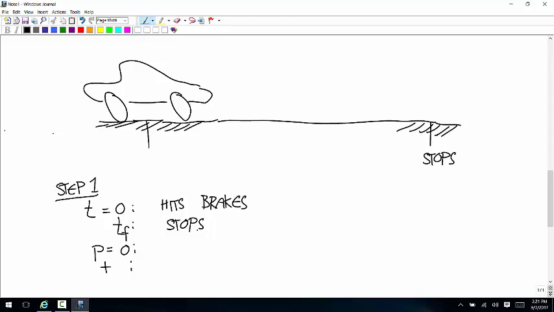And now position equals 0. I said last time that my default choice is to make the position equals 0 at the thing's location when time is 0. So that means I'm going to make this the position equals 0. And I might as well put the positive direction in the direction of motion. So position equals 0 is at the car's location at time equals 0, and the positive direction is the direction of motion.